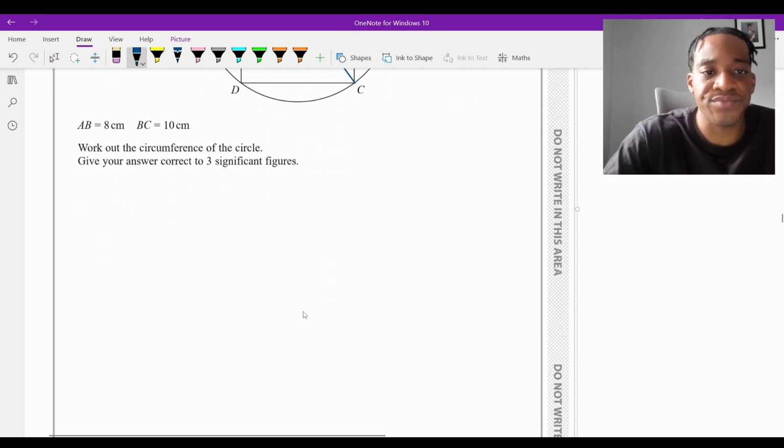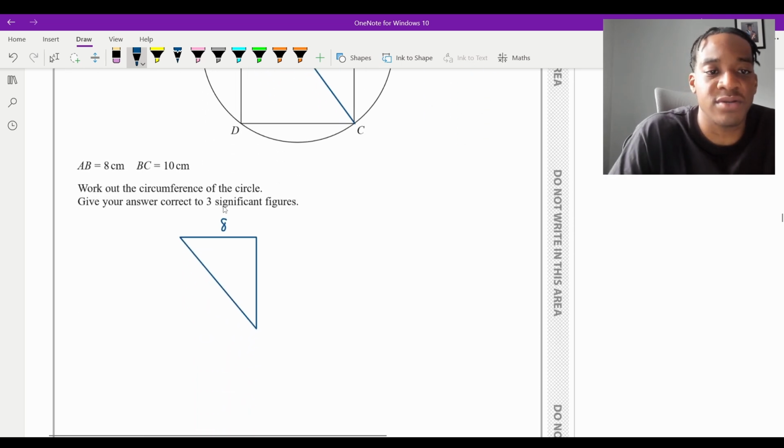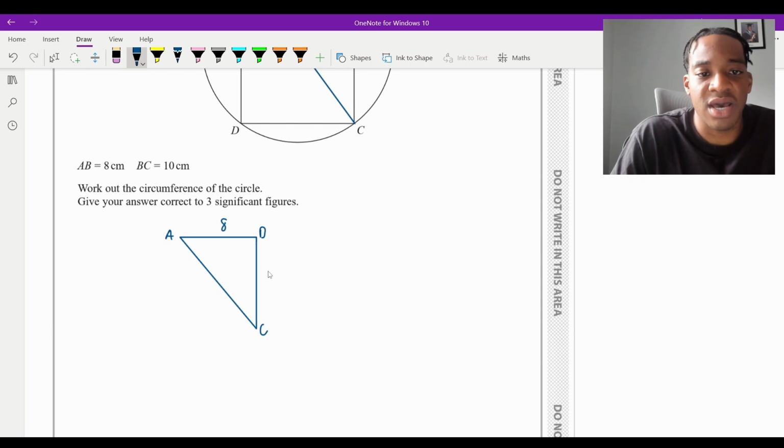So I'm going to do it here. So we've got that right angle triangle, which I'll do here, like this. And then we know this is 8, I believe. Is that 8? That's 10. Yeah, so this is A, this is B, and this is C, and this is a 10, right? And we're looking for D.